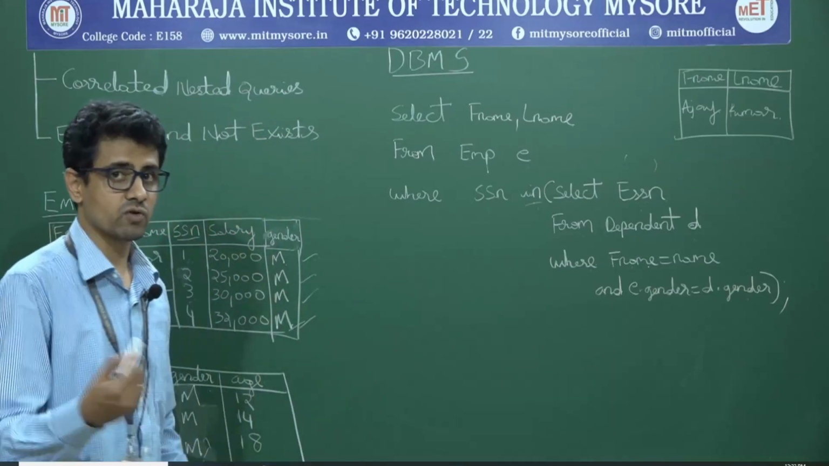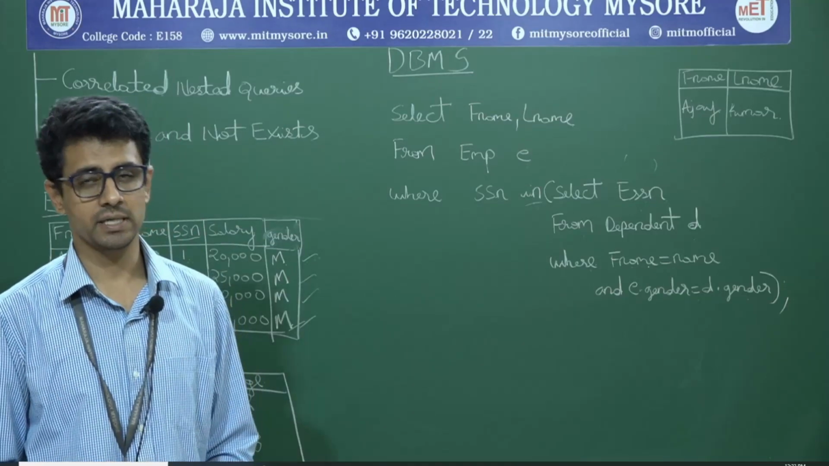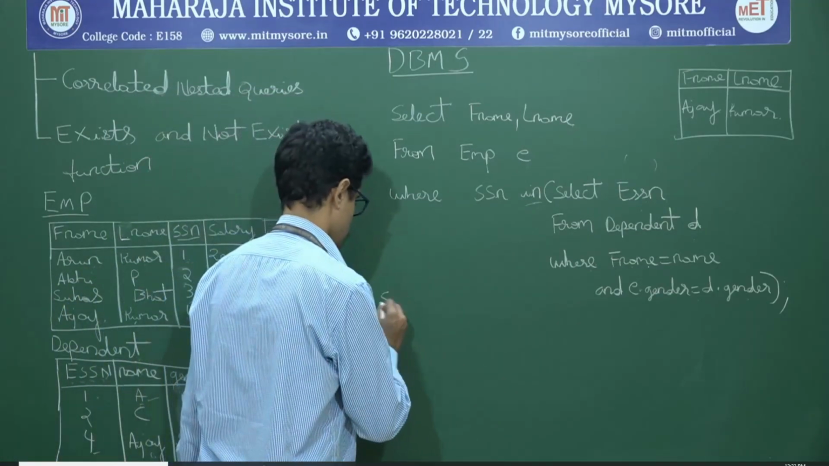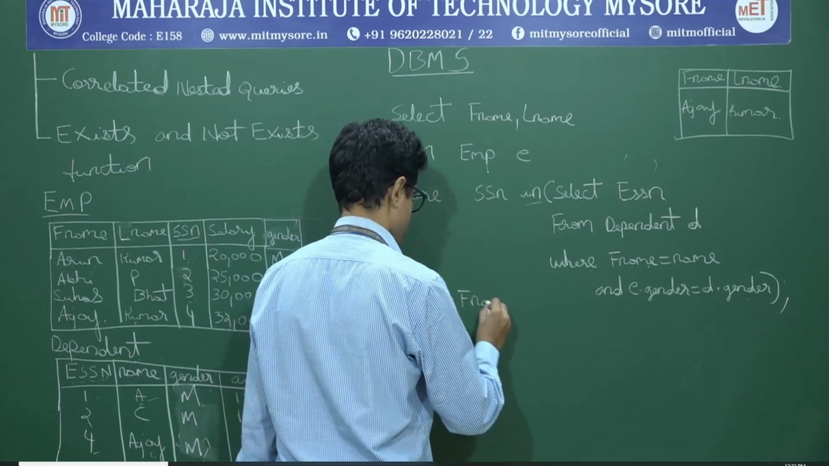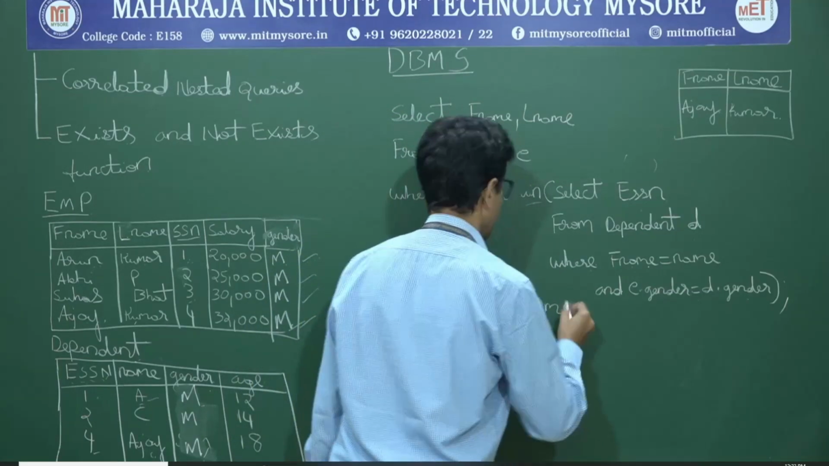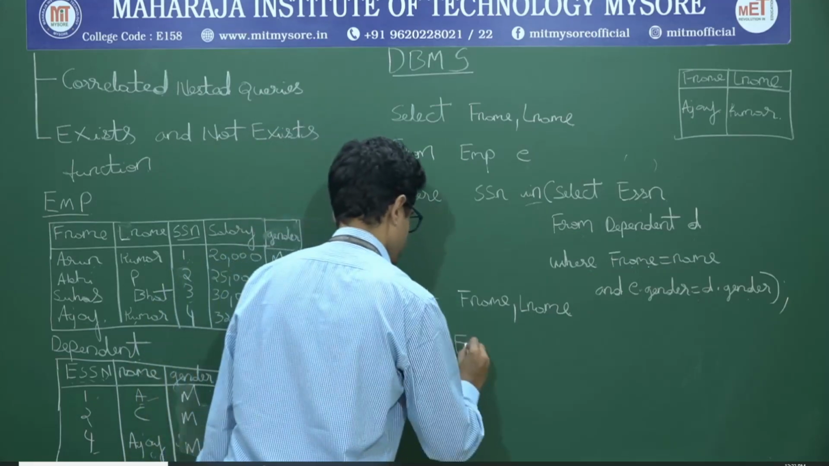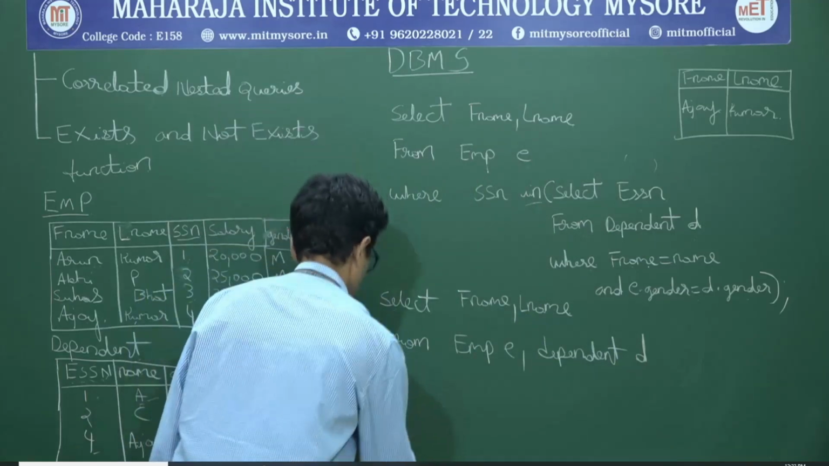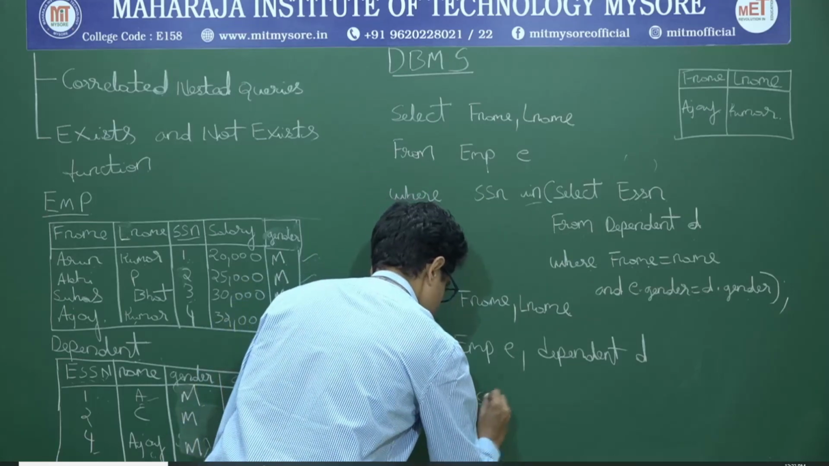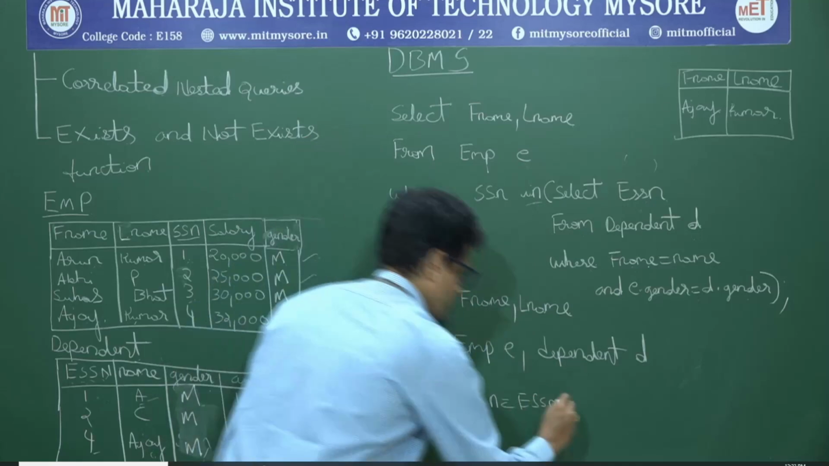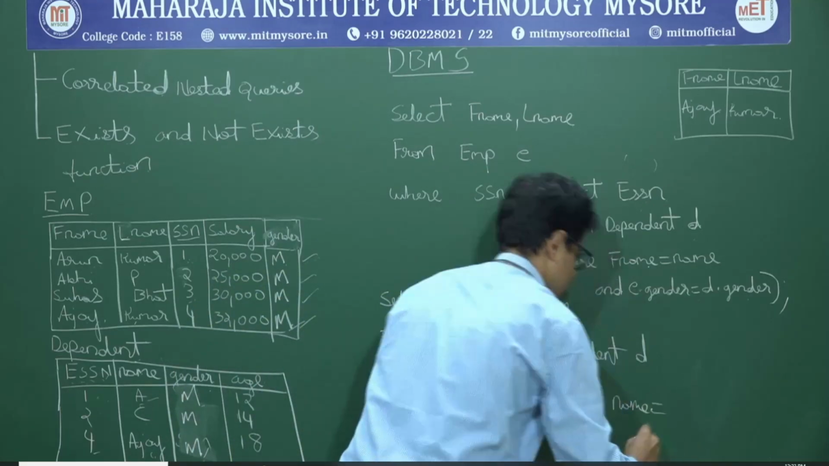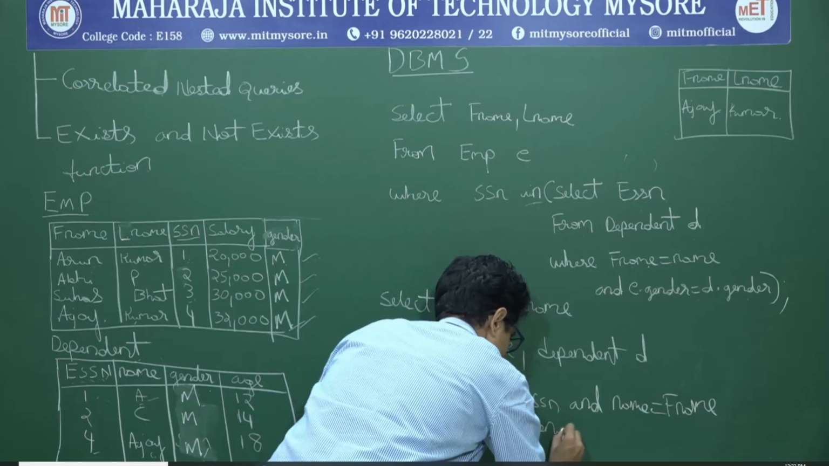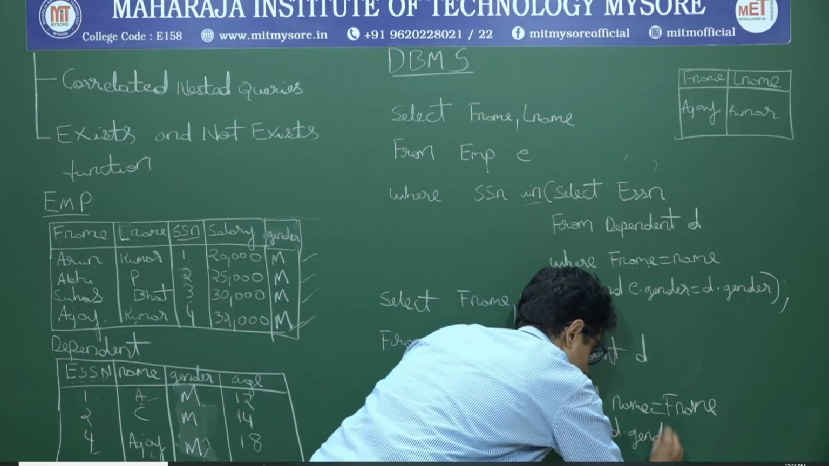Okay, see, it is not necessary for the question I just described, that is, display the names of employees who have dependents with the same first name and the same gender. You need not write a nested query, you can also write a direct query. For example, select F name, L name from EMP E, dependent D, where SSN equals ESSN. I need to join two tables, so I am joining, and F name equals name, okay, and E dot gender equals D dot gender.